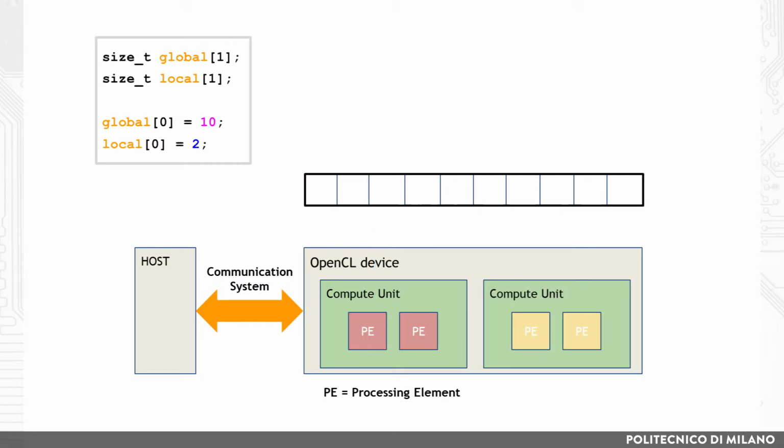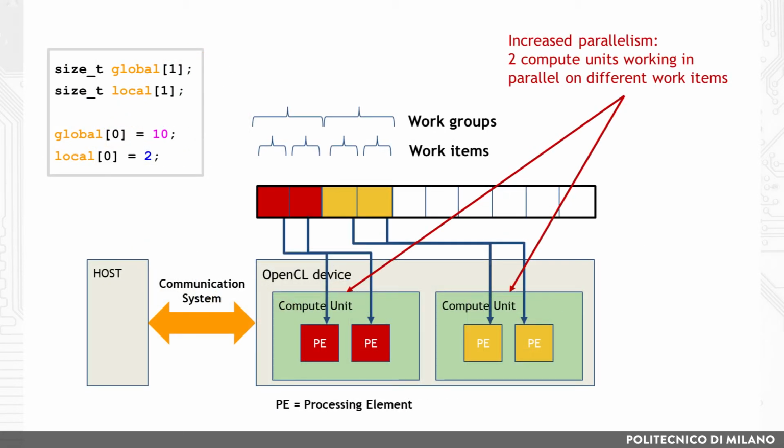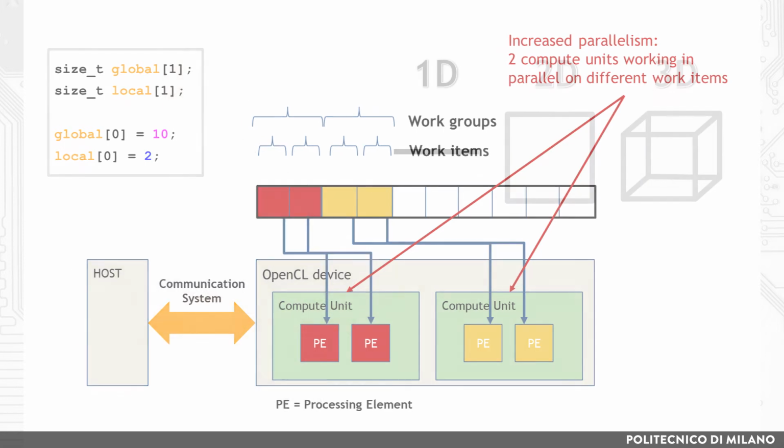Finally, we could double the level of parallelism by instantiating 2 compute units, each one containing 2 processing elements. By doing this, the 2 compute units will work in parallel on different work items and process the input elements in half of the time.